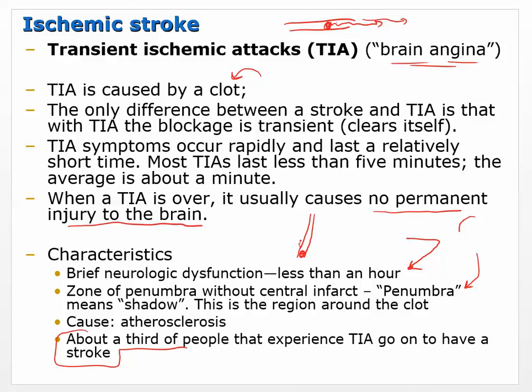So what happens is it starts to cause damage in this area, okay? But infarct means that there's actual damage and cell death that takes place, and that doesn't happen here. With an actual stroke, you would start losing perfusion in this area, and then you would see actual tissue damage. That would then move out and cause more and more damage. So you want to clear that clot as quickly as you can.